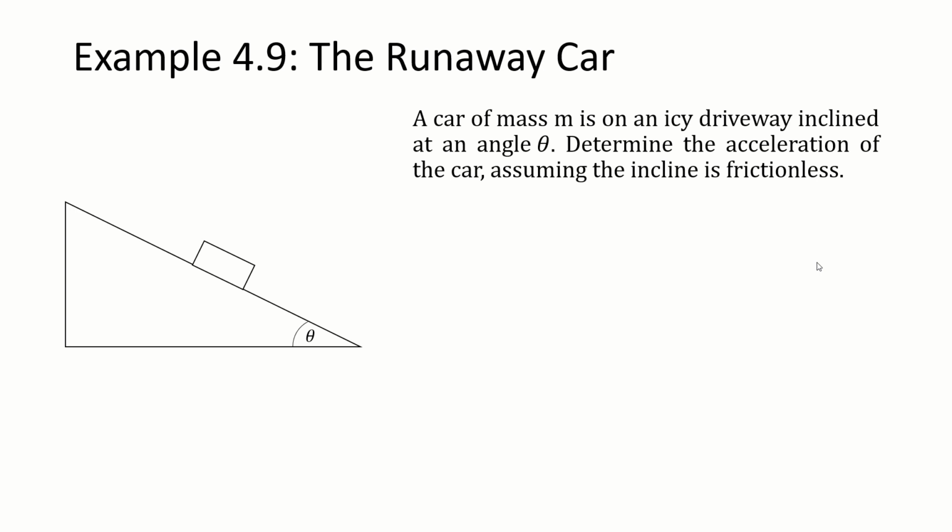The next example, I skipped a few ones, is the runaway car, because this is the first example wherein you have an incline, or actually this is already an example of an incline, and also the first example wherein from the incline it will fall down. So a car of mass m is on an icy driveway inclined at an angle theta. Icy driveway to indicate that you have a frictionless surface. You have to determine the acceleration of the car assuming the incline is frictionless, right?